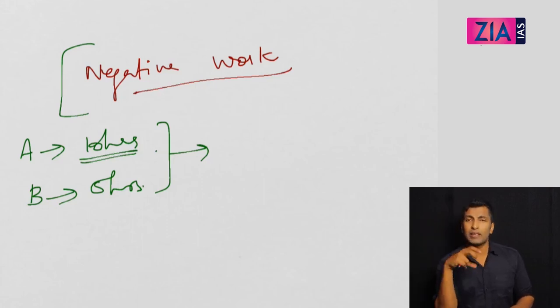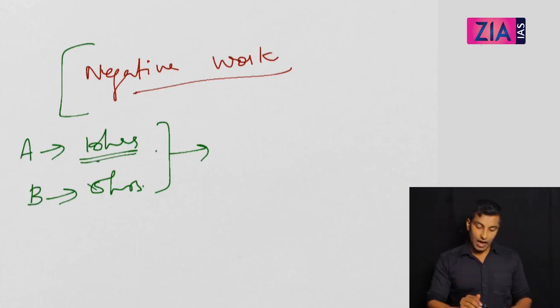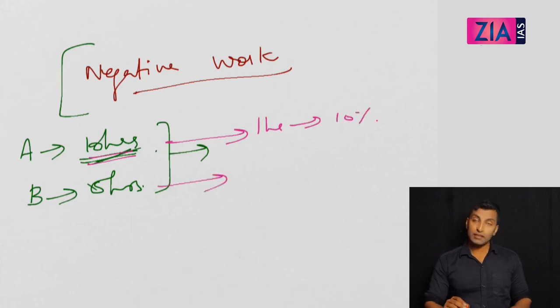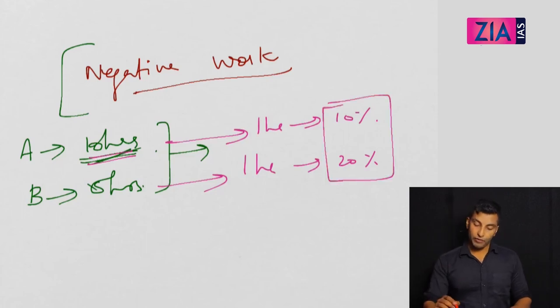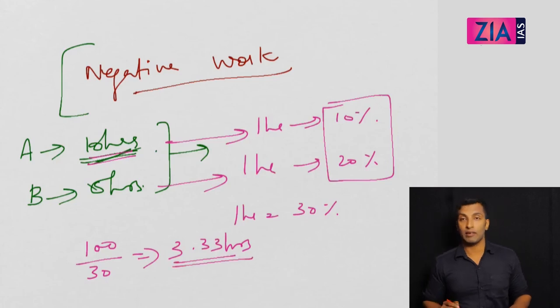Negative work is not there, but this question is very similar to what we have solved before. The only change is that instead of days it is hours. So what you need to calculate is how much is done in 1 hour. A takes 10 hours, which means in 1 hour 10%. B takes 5 hours, which means in 1 hour 20%. If both of them work together, how much time will it take? In 1 hour, both of them do 30%. So to fill the tank, 100 by 30, you get 3.33 hours. 3.33 hours it will take.